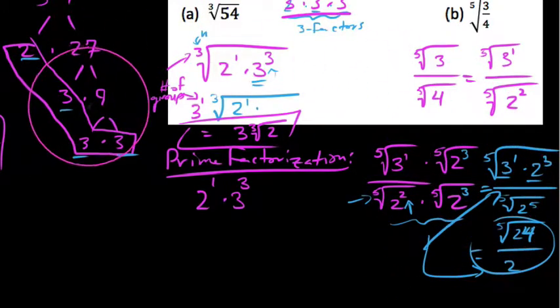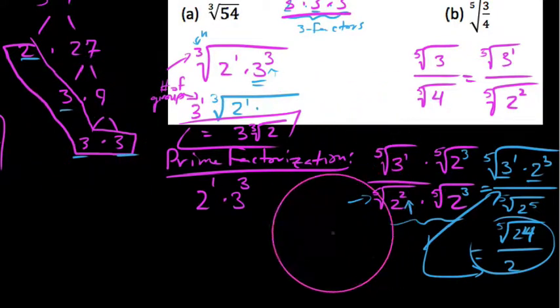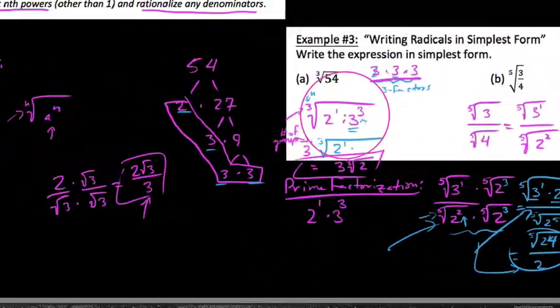But that is how we expect to simplify radical expressions. Do not leave them in the basement, and remove any perfect nth roots.